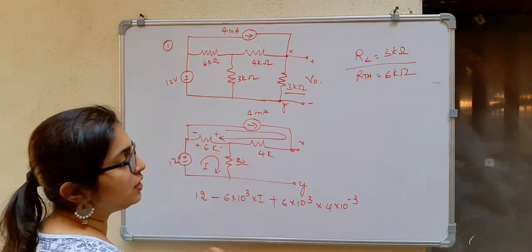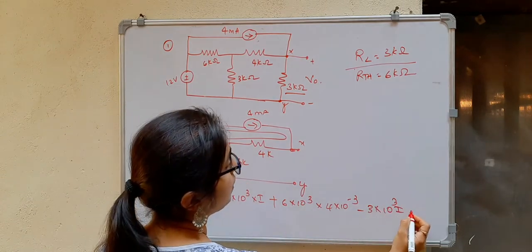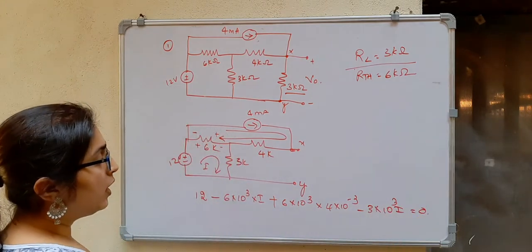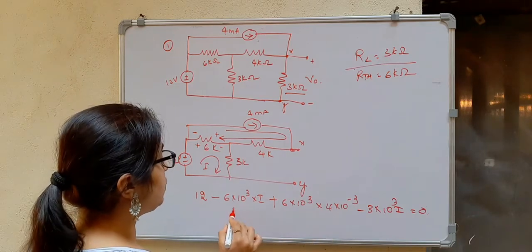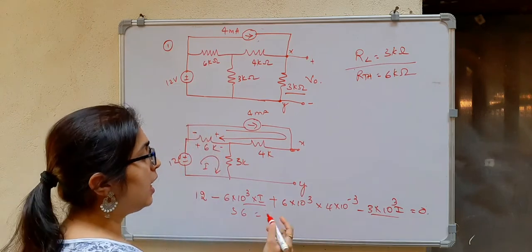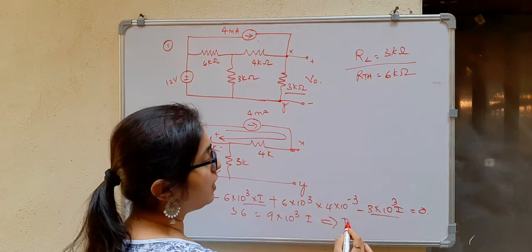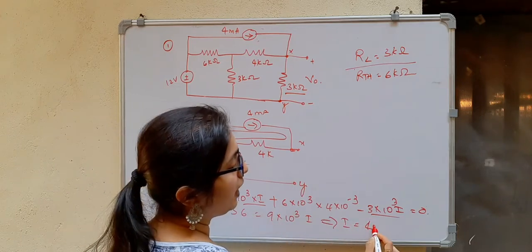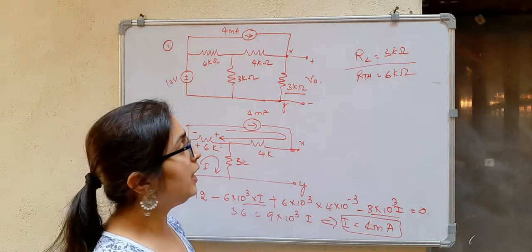Then I'll come through this resistor, 3 into 10 raised to 3 into I, is equal to 0. Okay. Now we can see this 6 into 4, 24. 24 plus 12 is 36. Now if I take these terms to the right hand side, I will get 9 into 10 raised to 3 I. Now if I solve this, I will be getting 4 milliampere as the current. Okay. I will be 4 milliampere.